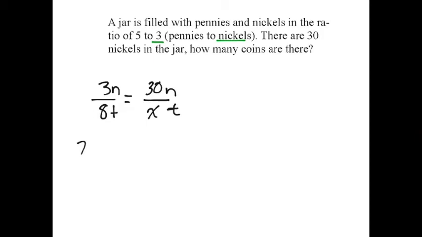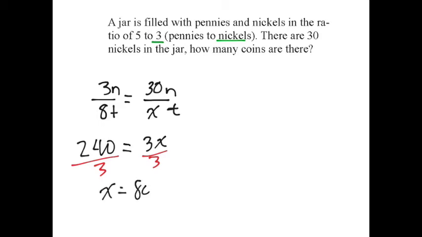Cross multiply and you get 240 equals 3x. Divide both sides by 3. And we get x equals 80. So there are 80 coins in total.